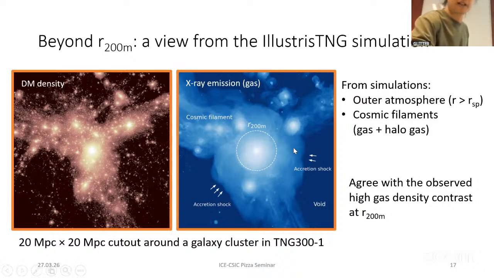Also from the right plot, we see some structures like the accretion shock. It is the boundary between the shock-heated gas and the void. And in the void, the gas is typically IGM with temperature about 10^5 K, a very cool gas, and after shock acceleration and shock heating, the gas temperature goes up to more than 10^6 K.